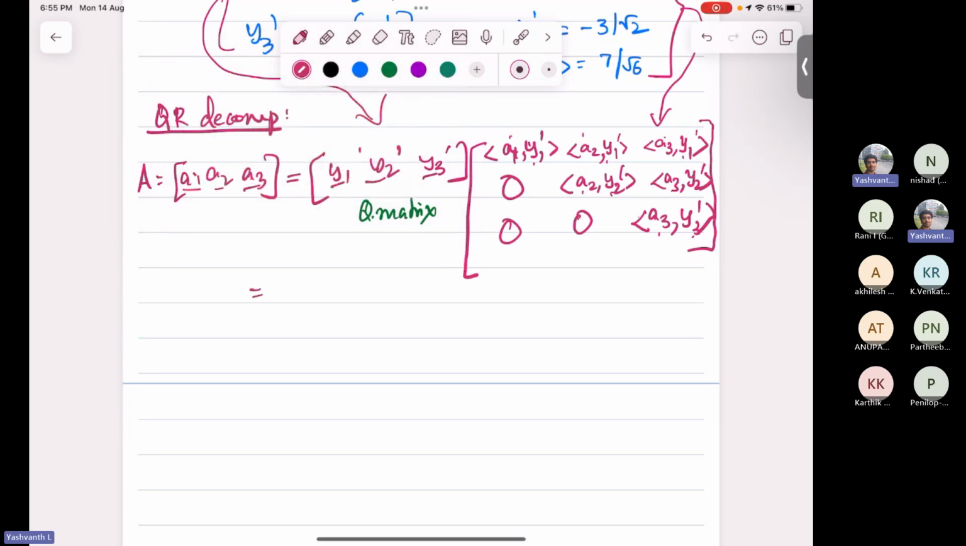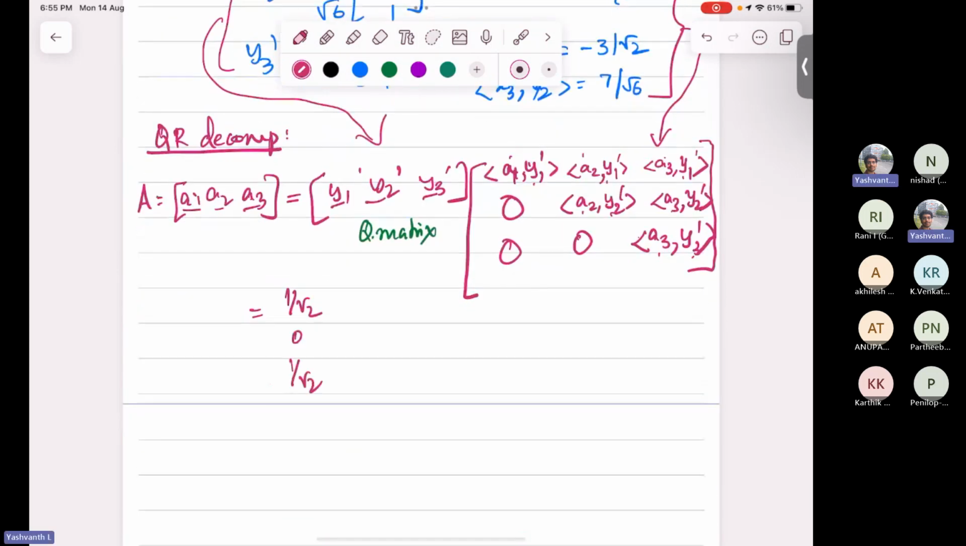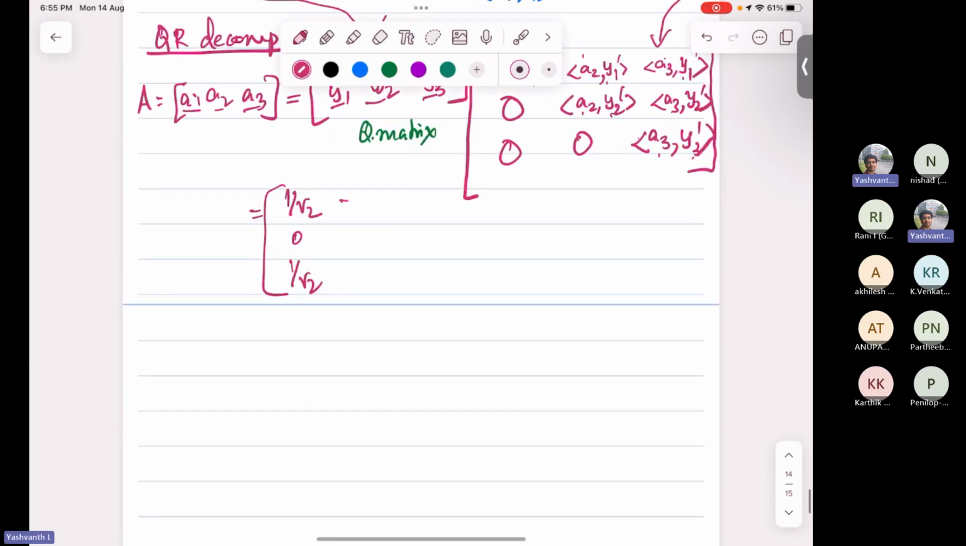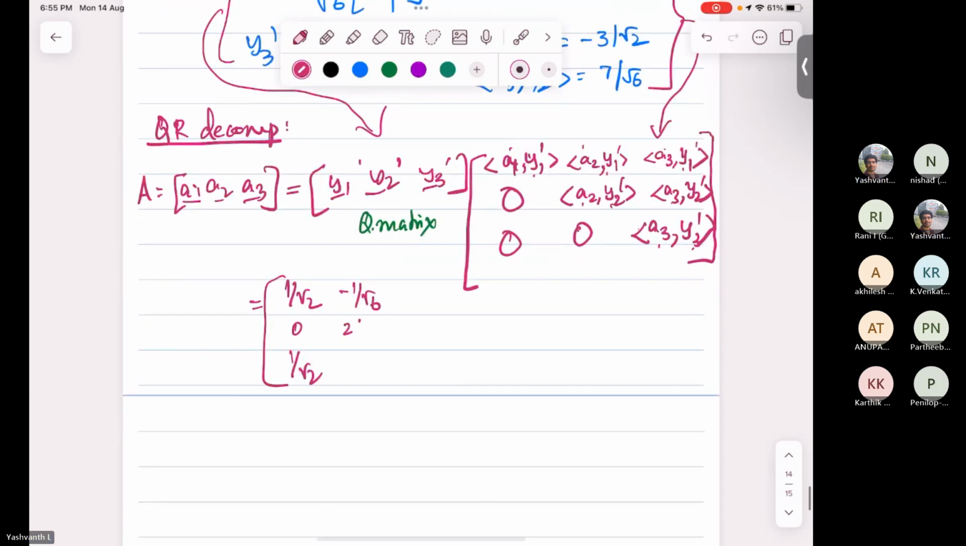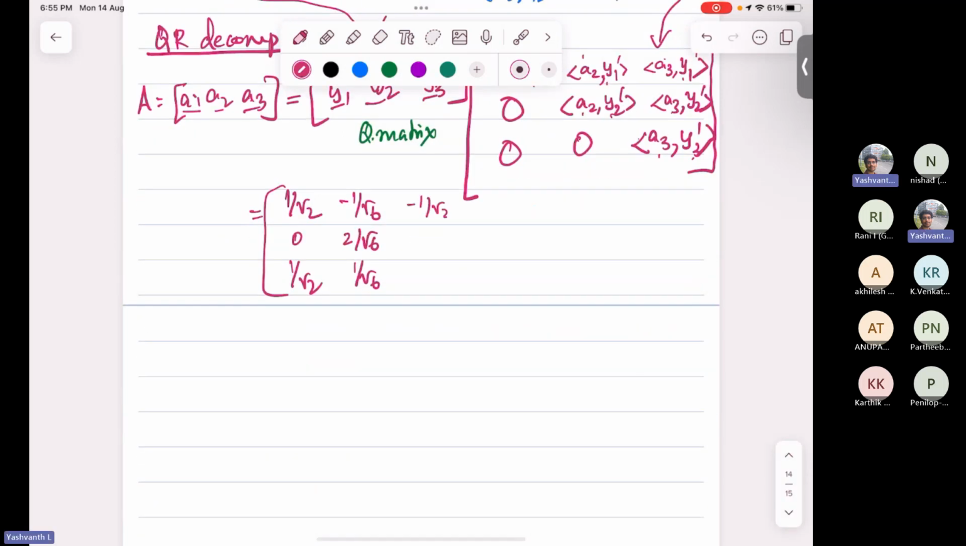Y1 dash is equal to 1 by root 2, 0, 1 by root 2. Okay, Y2 dash is minus 1 by root 6, 2 by root 6, and 1 by root 6. Then Y3 dash is minus 1 by root 3, minus 1 by root 3, 1 by root 3. Now, what is the next matrix?